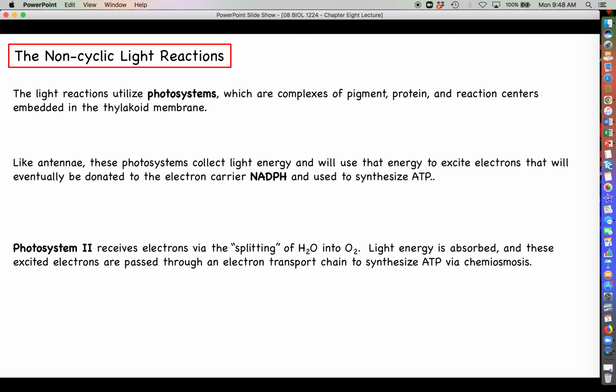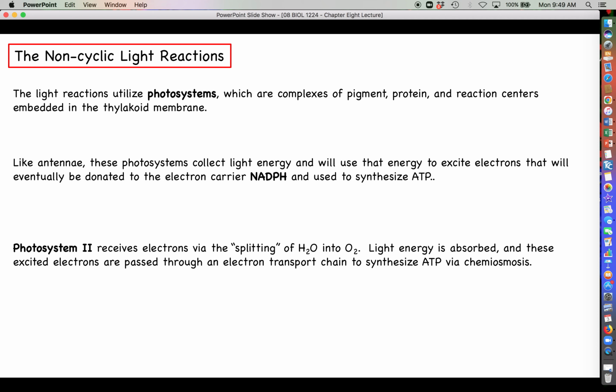There are two photosystems. They are called Photosystem 2 and Photosystem 1. Now, you might be wondering, well, why on earth are you mentioning Photosystem 2 first? Well, the reason I'm mentioning Photosystem 2 first is because, chronologically, it actually is the first one to act.